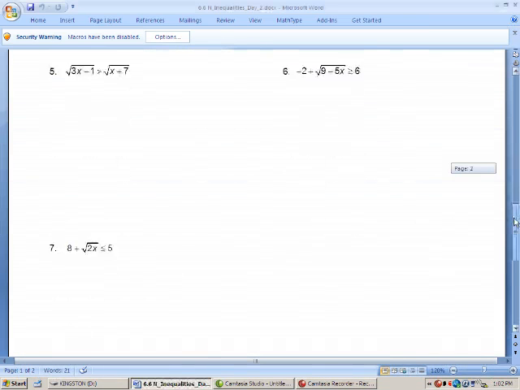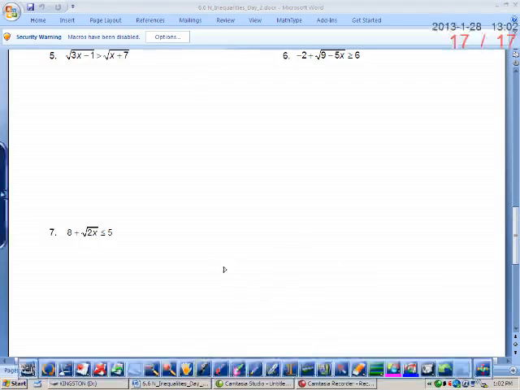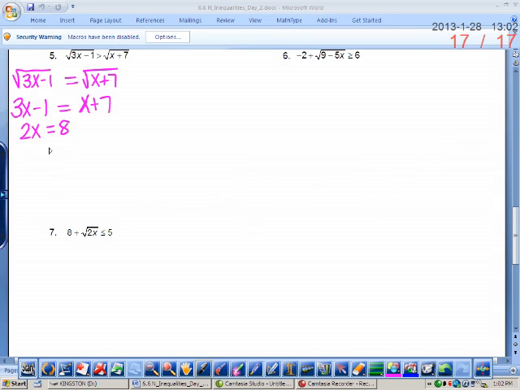All right, let's do number 5. Even though this has two radicals, we're going to work it the same way. So we're going to start by rewriting as an equation. All right, and then what are we going to do? Square both sides. Solve for x. We get x equals 4.